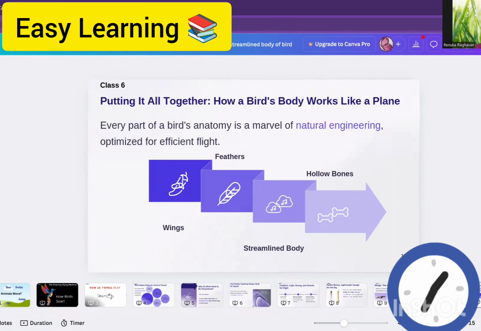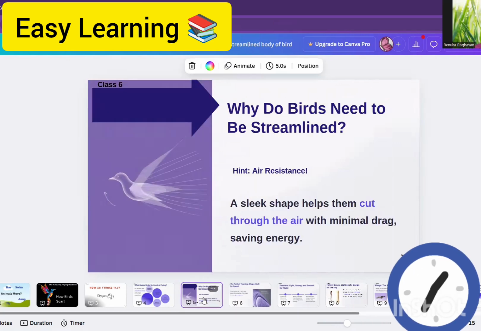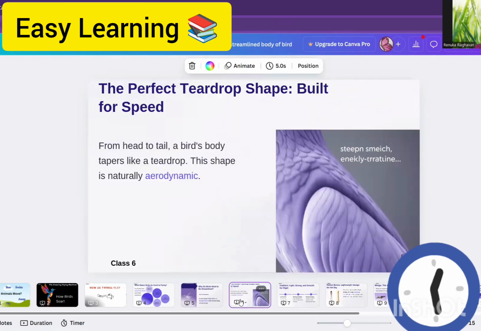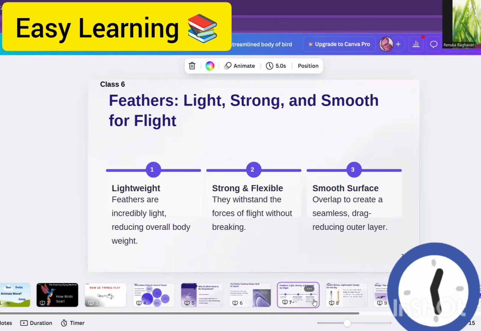Okay, children. So let us have the recap again. What is the first and foremost thing? They should have the streamlined body, with the teardrop shape for greater speed. And feathers, what about the feathers? They should be lightweight, and strong and flexible, and a smooth surface should be there. They will be overlapping with each other, to create a drag-reduced outer layer.